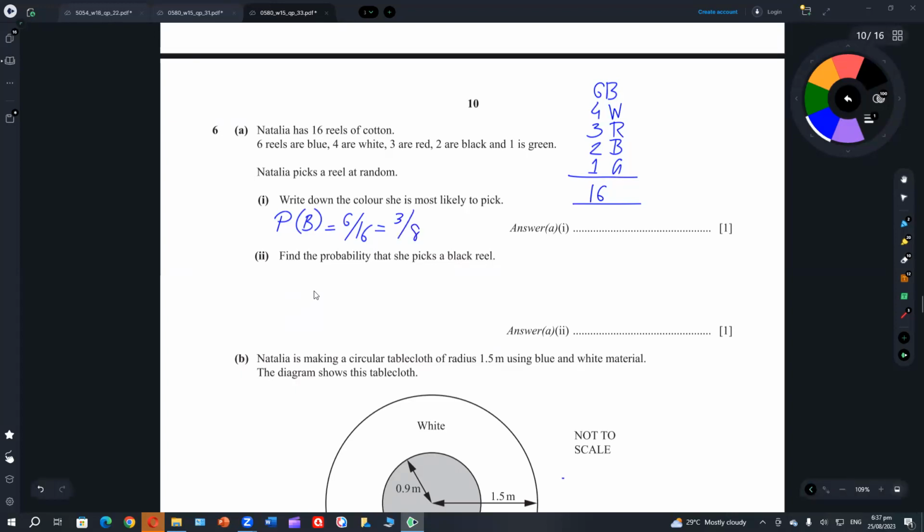Find the probability that she picks up a black reel. It would be 2 over 16, which would be 1 by 8. Yes. So black will be the 2 black, 2 upon 16, 1 over 8.